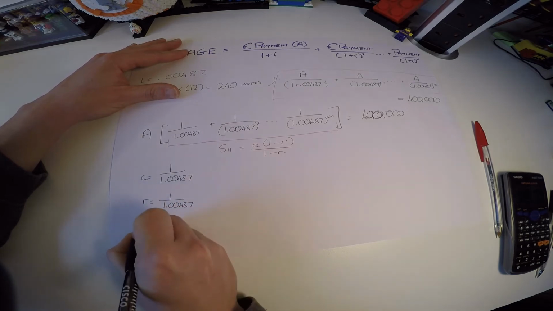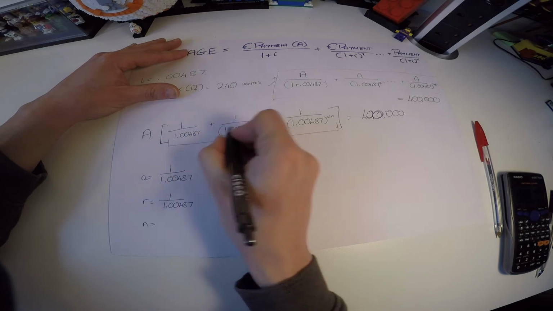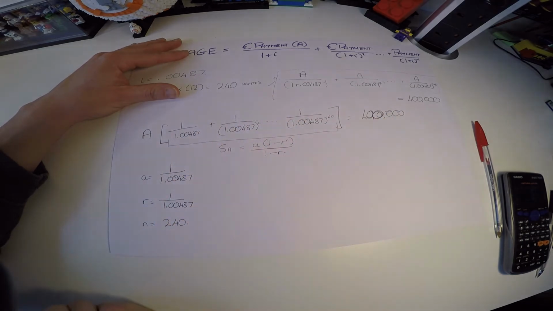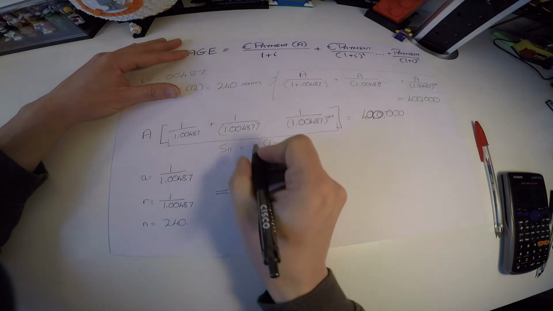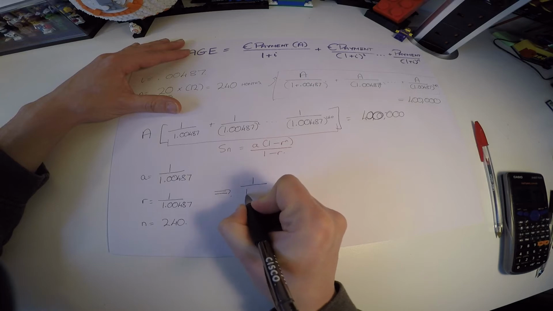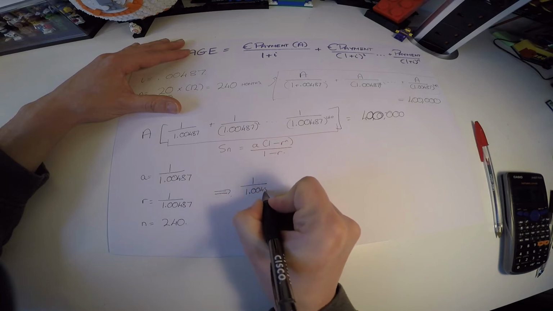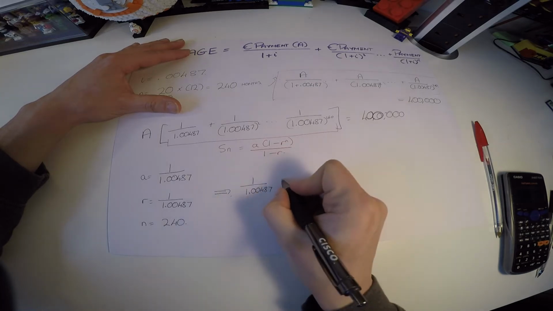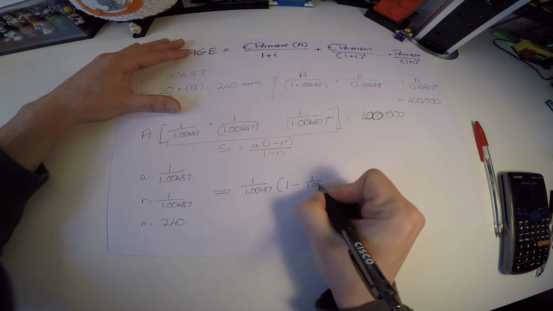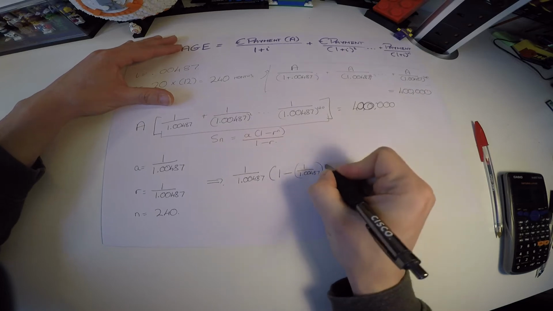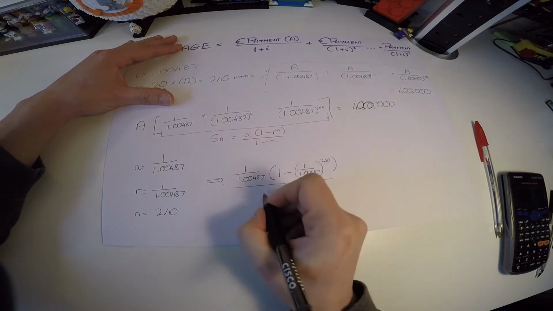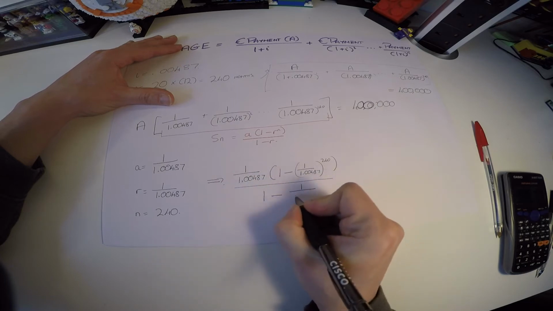And then for the n, how many terms are there? Well, we know since we're starting at 1 here, and it goes up as far as 240, it must be 240 terms. So when we take this into account, we can fill in our Sn formula. We have our a, which is 1 over 1.00487. That's going to be multiplied by 1 minus that ratio, 1.00487 to the 240.